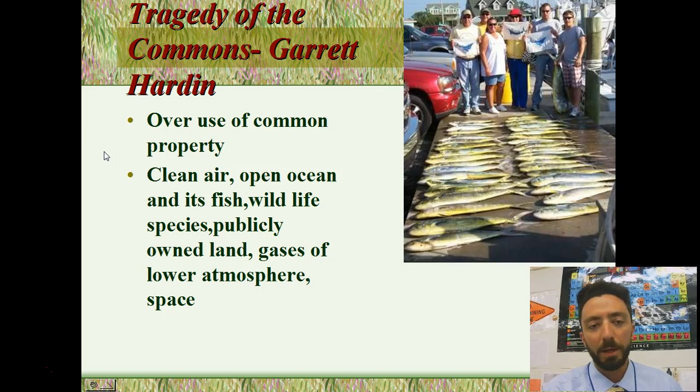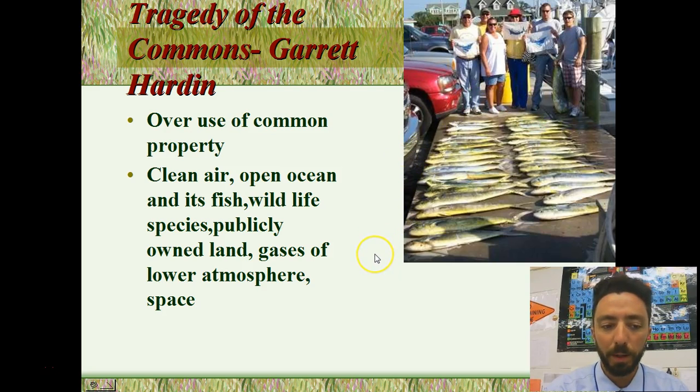Tragedy of the commons is another really important concept. This is an article written in 1968 by a biologist, Garrett Hardin, and it's essentially the overuse of a common property. And that could be a couple different things. This picture here shows all these fish caught by these 6 individuals that presumably went on a charter fishing boat. And there's no way that these people are going to be able to eat all these fish. So they're essentially exploiting a common property, which would be the fish. Nobody really owns them or polices them or controls them. They're out there for anybody to use.